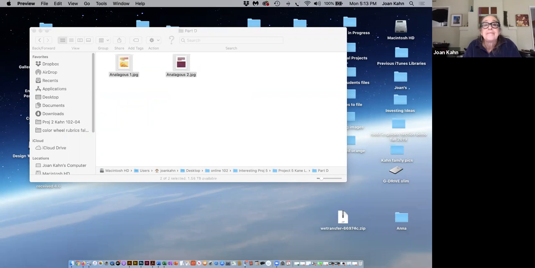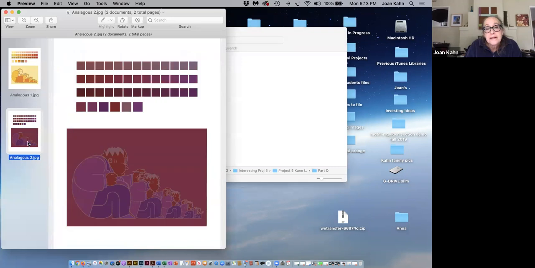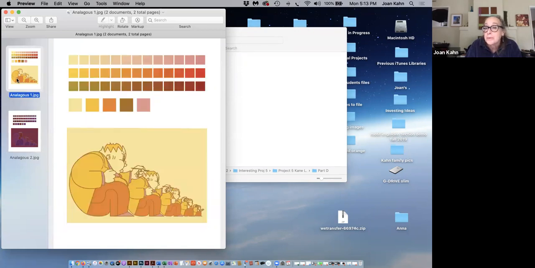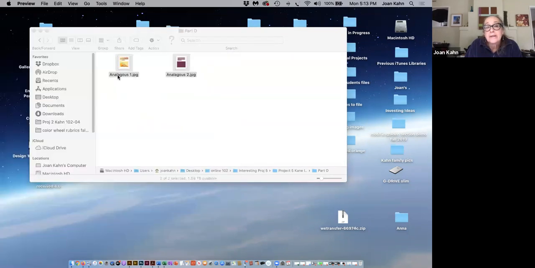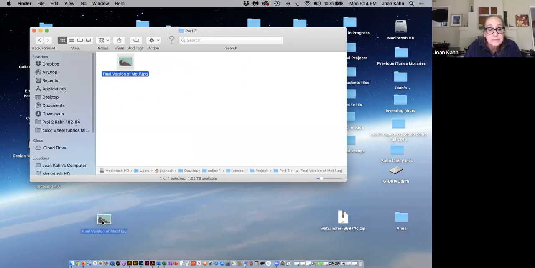But so here's his analogous ones. And obviously this one doesn't work too well since you can hardly see it. And this one's kind of boring. So I ended up telling him that I thought, especially since the artists that influenced him were from the 50s and 60s, that his complementary one worked the best, the one that was done in these colors.